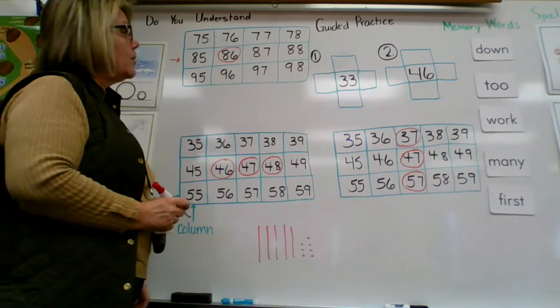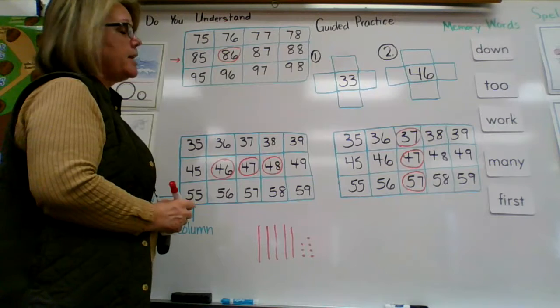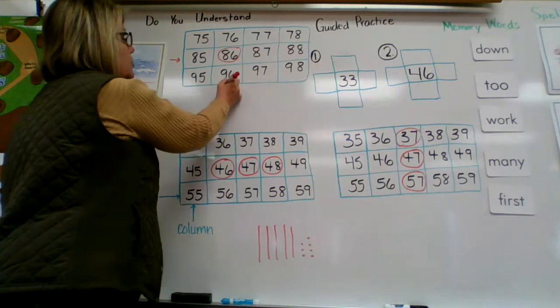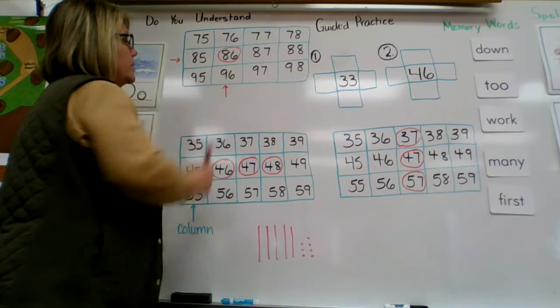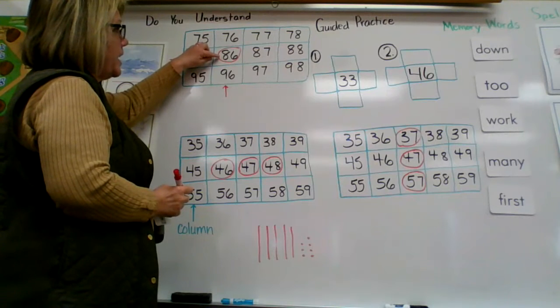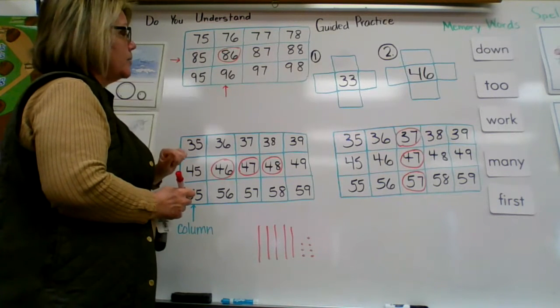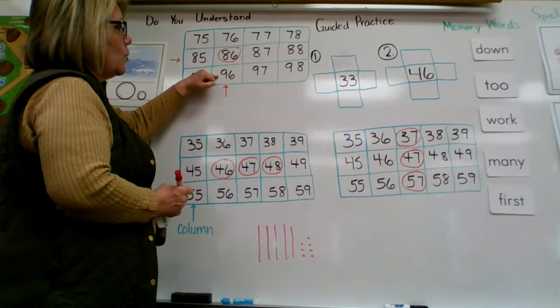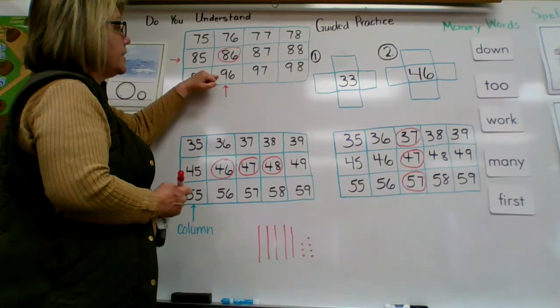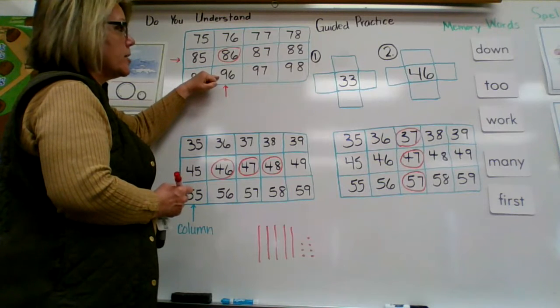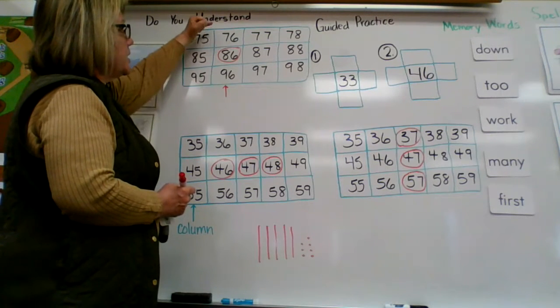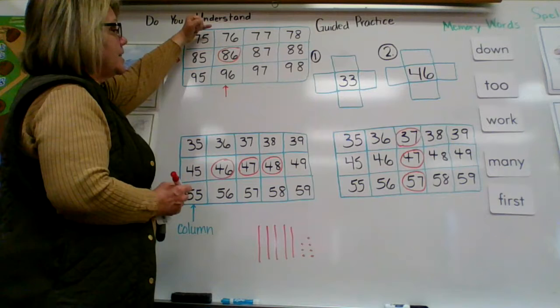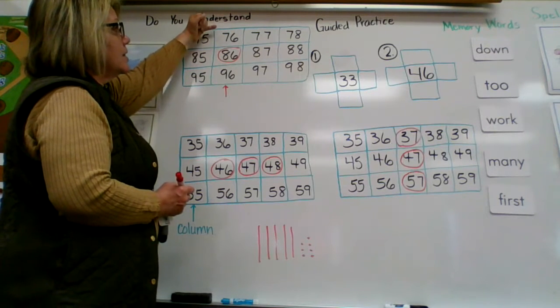So if we want to find the number that is 10 more, we have to look at the column. So here's 86 in this column here. When we move down the hundreds chart, we are counting by tens. We see 10 more. When we move up towards the top of our hundreds chart, that's how we find a number that is 10 less.